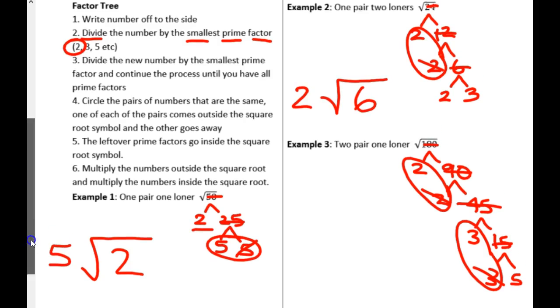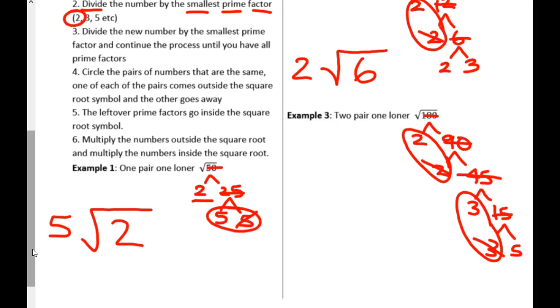It's crazy. All right. So once again, radical house. What goes out? The 2 and the 3. Again, what do I do with the two numbers? Multiply. 2 times 3 is 6. And my loner left over is 5. So again, you break it down, you circle pairs, pairs out, loners in.